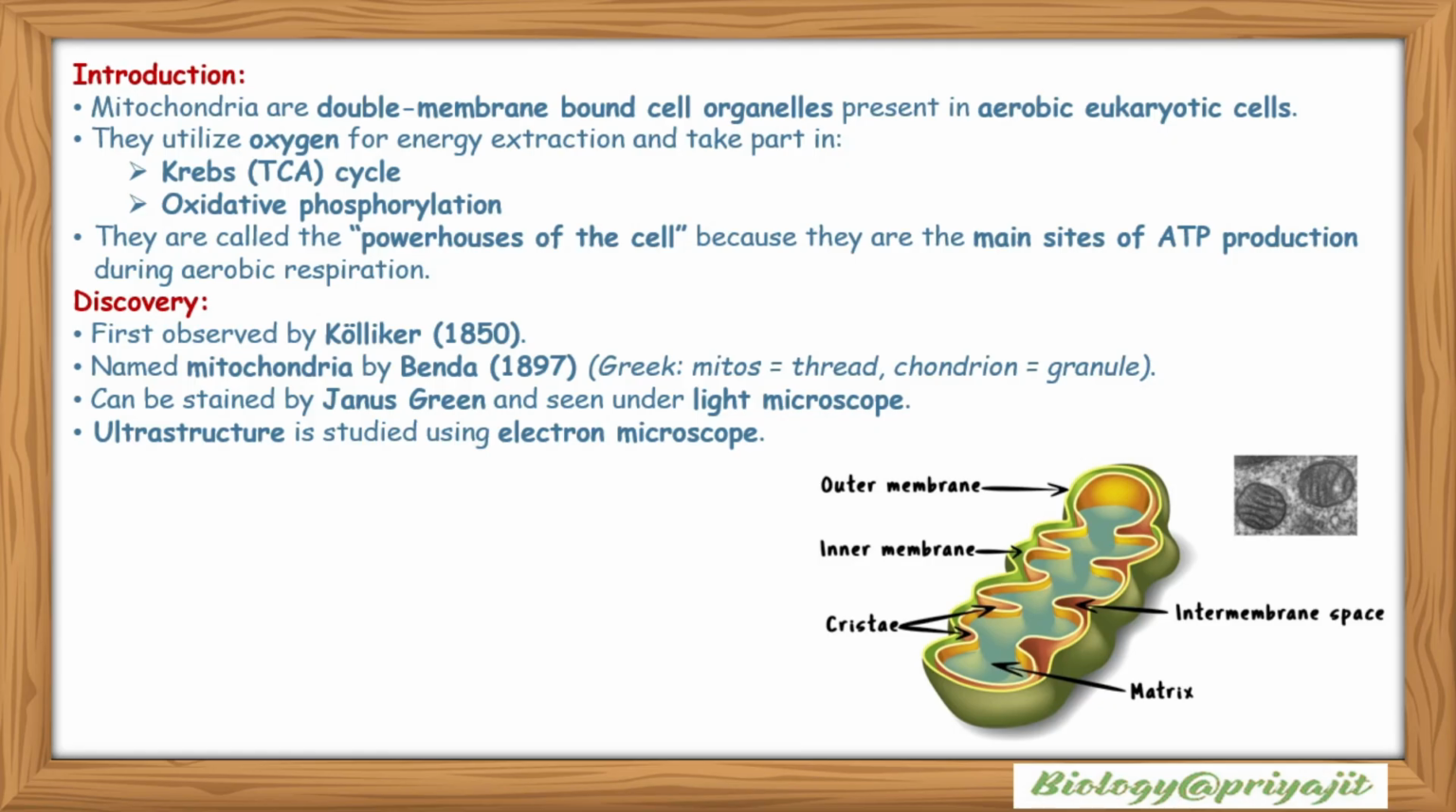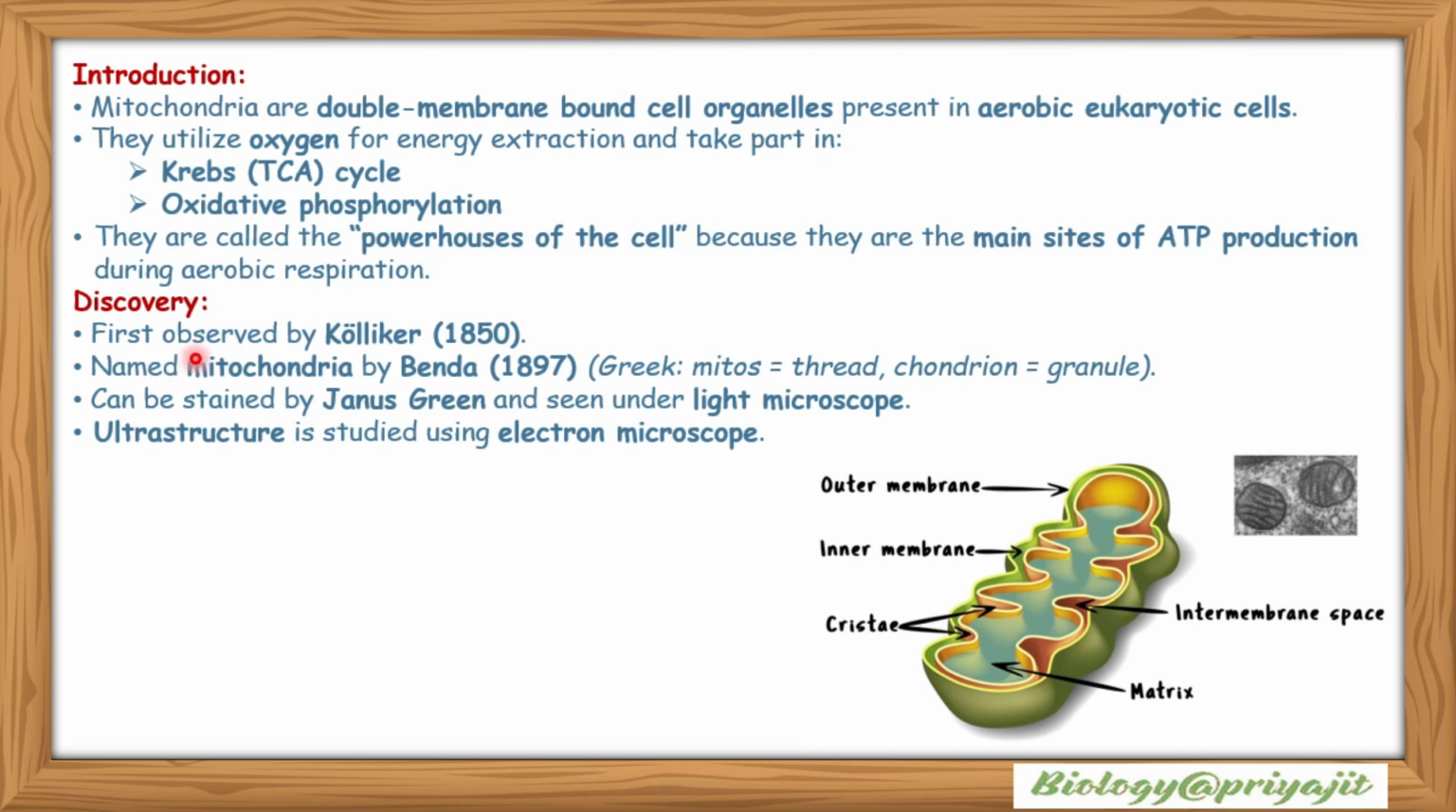Introduction. Mitochondria are double membrane bound cell organelles present in aerobic eukaryotic cells. They utilize oxygen for energy extraction and take part in the Krebs cycle and oxidative phosphorylation. They are basically the powerhouses of the cell because they are the main sites of ATP production during aerobic respiration.